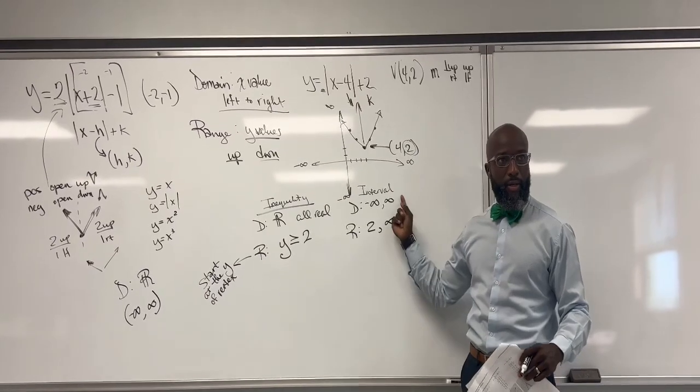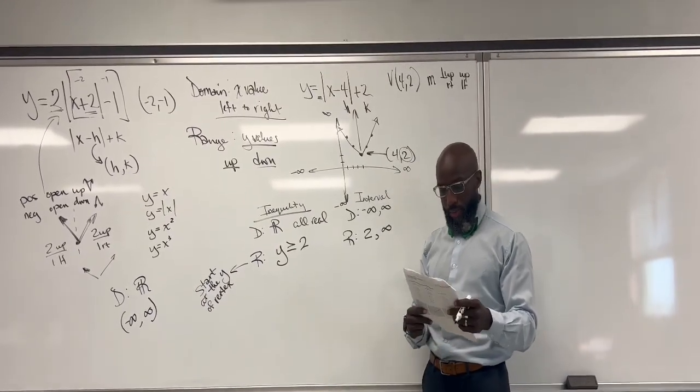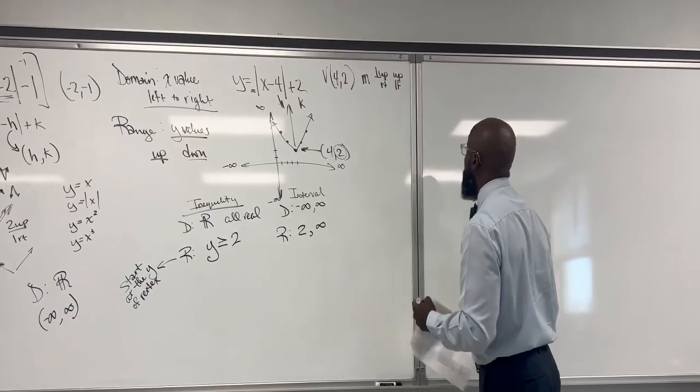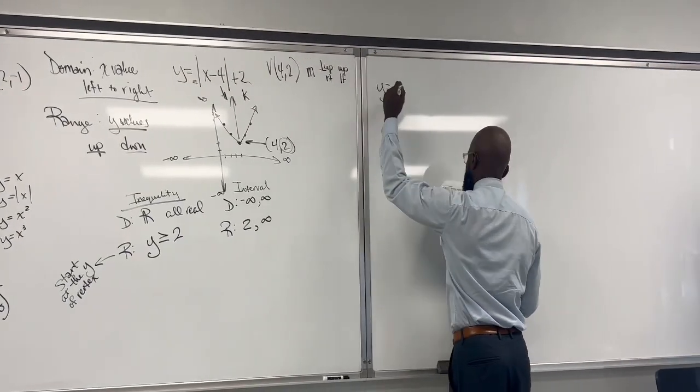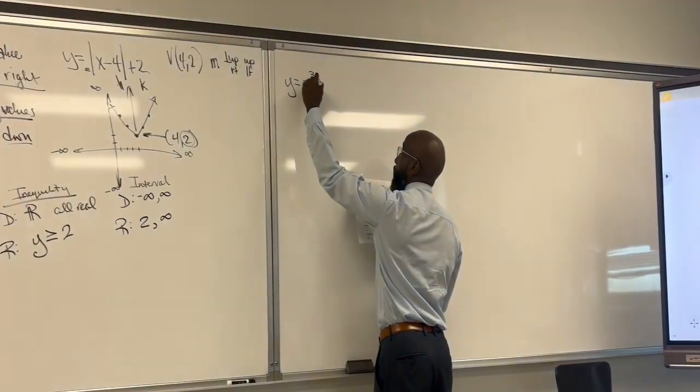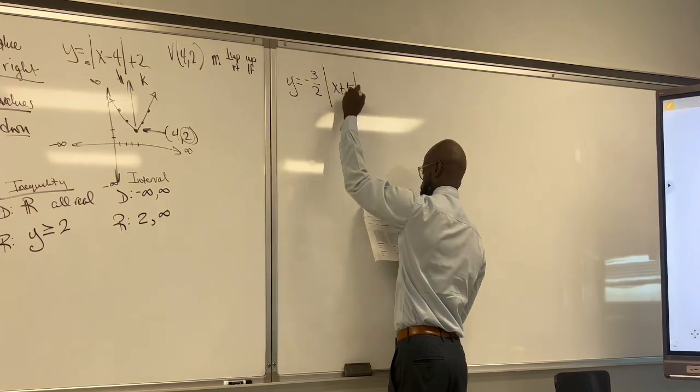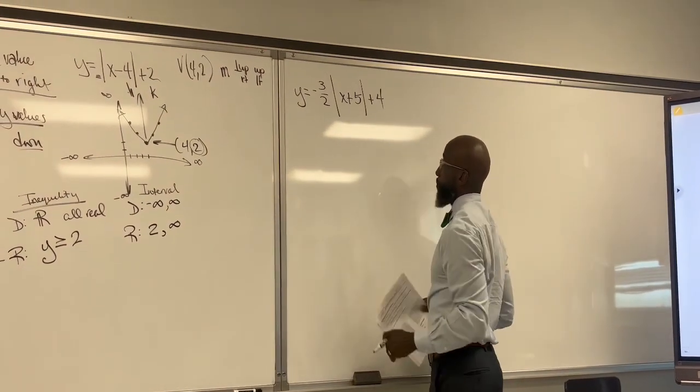Everybody good so far? All right? You all start doing number 2, and I'm going to do it too. All right? Let's look at the second one. You try to beat me to it. So y equals negative 3 over 2 times the absolute value of x plus 5 plus 4. Okay?